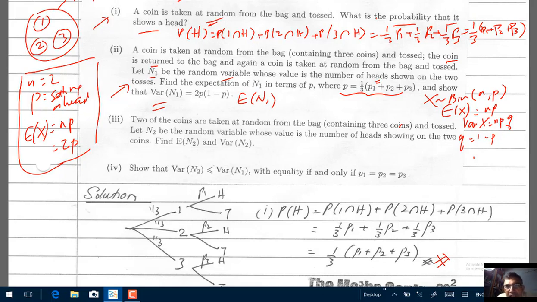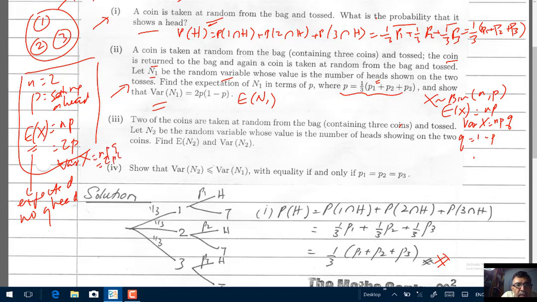Now this is one way of looking at it, because N1 here is the number of hits, so we're looking for the expected number of hits in 2 tosses. We can think of it as a binomial distribution problem and then get the answer straight away as 2p. And the variance, if I just write it as X, will be NPQ, which is 2p times 1 minus p, and we are done.